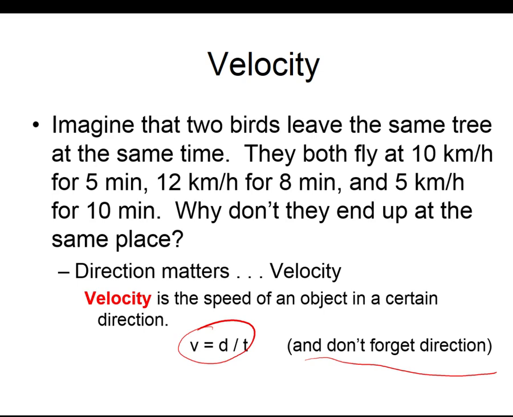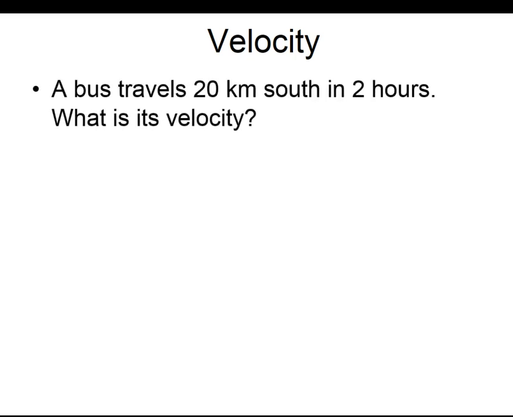So same formula we just had. If you can do the speed formula, you can do velocity. Just don't forget to add a direction. So we're going to do some examples. A bus travels 20 kilometers south in 2 hours. What's the velocity? So again, velocity equals distance divided by time. So velocity equals 20 kilometers over 2 hours.